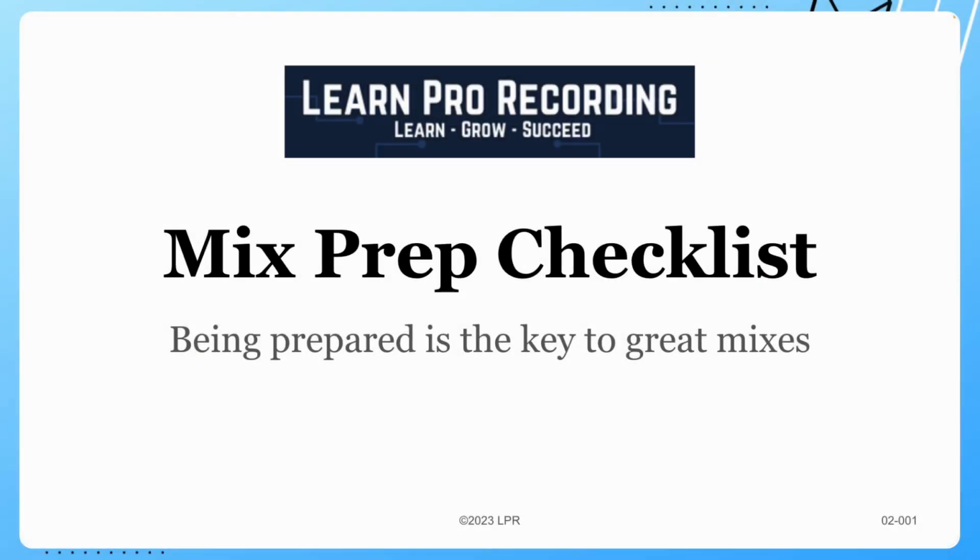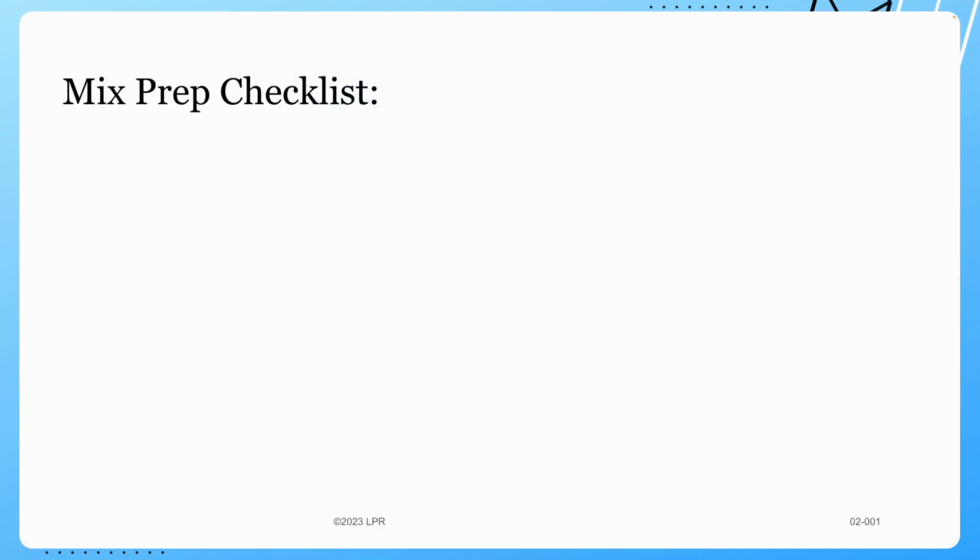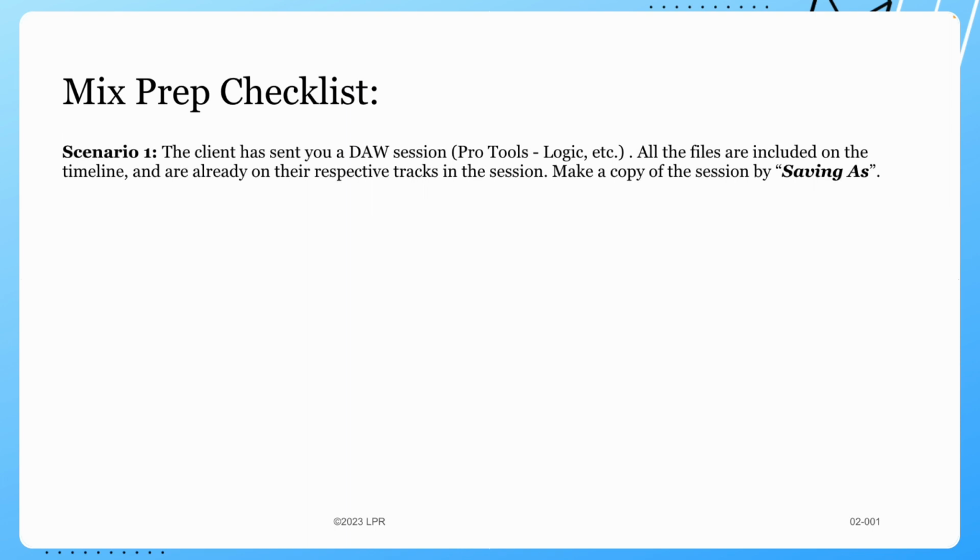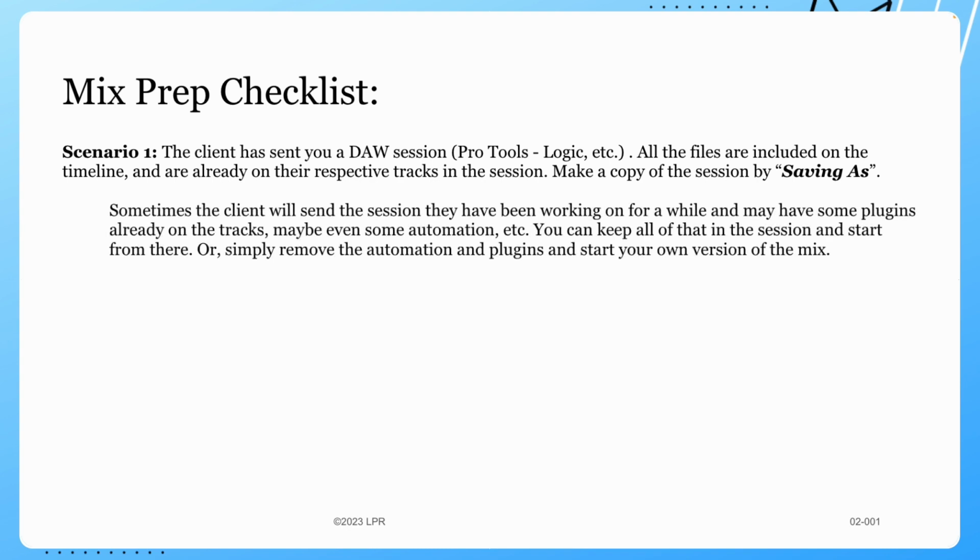Okay, let's run through this mix prep checklist. Look, being prepared is going to be the key to great mixes. Okay? So, scenario one, the client has sent you a DAW session, whether it's Pro Tools, Logic, etc. All the files are included on the timeline. They're already there in their respective tracks. Hopefully they're named. You make a copy of the session by saving as. Don't overwrite the original session. Save it as something else in case you have to go back to the original session.